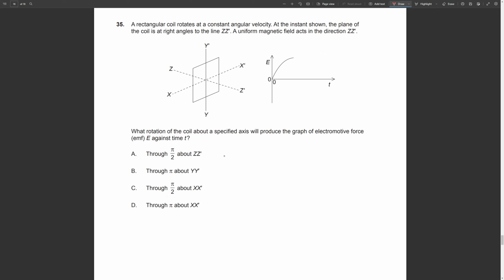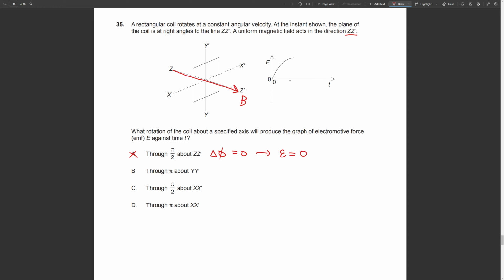Question 35 is about electromagnetic induction in a coil. And I would suggest using elimination in this question. Let's begin with which axis could be possible. Now the magnetic field is going in the direction of Z and Z prime, which means the magnetic field is probably going in this way. If you spin the coil along the axis of Z and Z prime, there is no change in magnetic flux linkage. Option A is definitely wrong. The reason is, in this case, the change in magnetic flux linkage is 0. Then it will give you the induced EMF be 0.